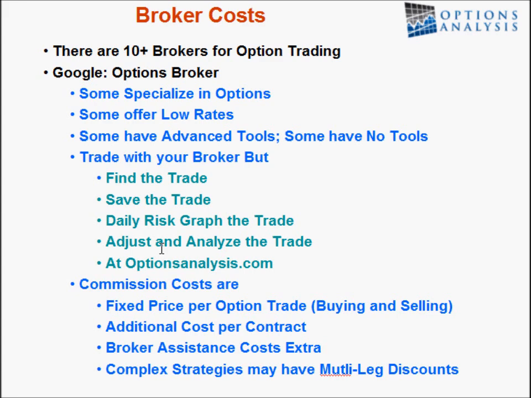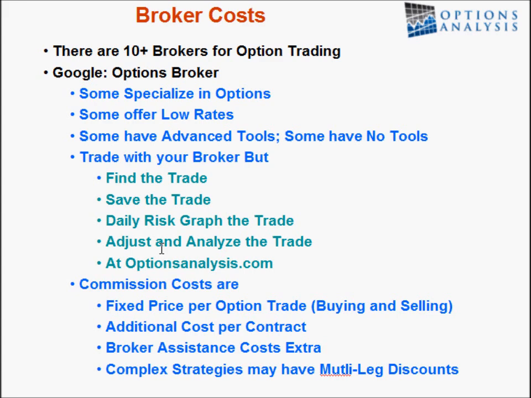Some specialize in options. Some specialize in offering low rates. Some have advanced tools and some have no tools. If you're just starting out, just starting to trade an option, you might consider a broker called Interactive Brokers. They have very low rates. They have a lot of tools, and they have a very nice trading screen. You could trade with that broker for sometimes as low as $1 per contract.